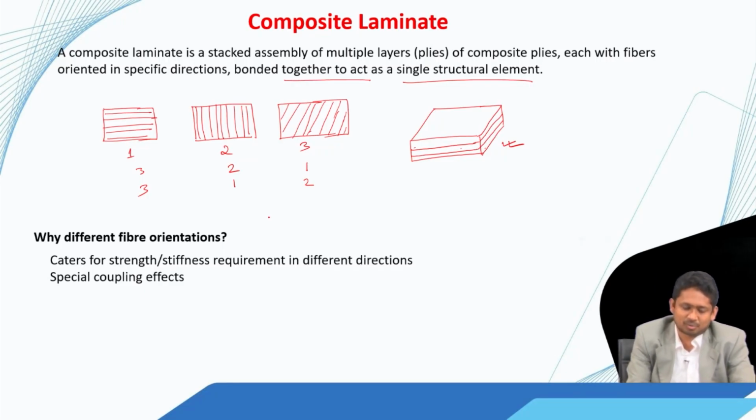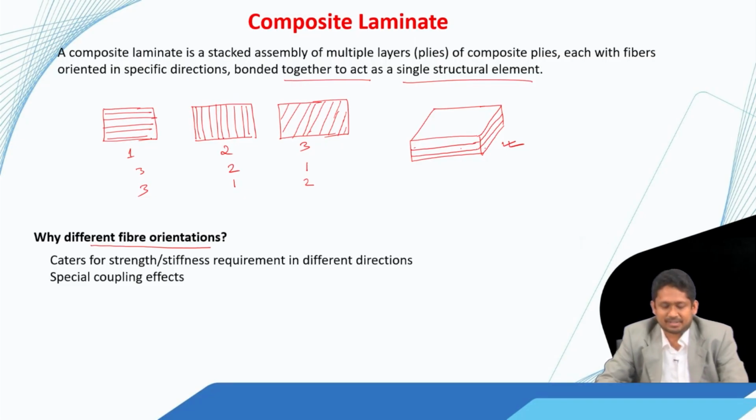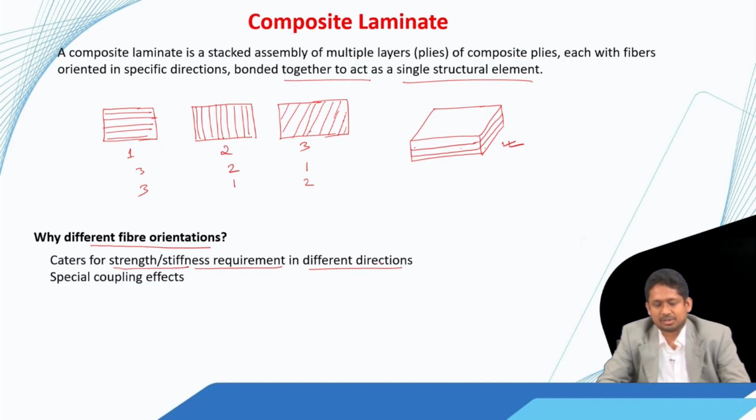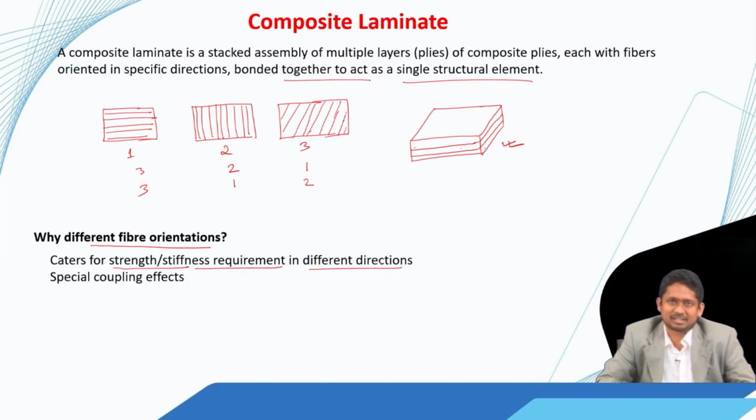Now, the question is why do we need different fiber orientations? Why can't we just stack one particular fiber orientation ply and repeat them? There are several reasons for that. First of all, if we choose different fiber orientations, we can cater for strength and stiffness requirements in different directions. So, depending on the fiber orientation, each ply can be more stiff and strong in a certain direction and less stiff and less flexible in the other direction.